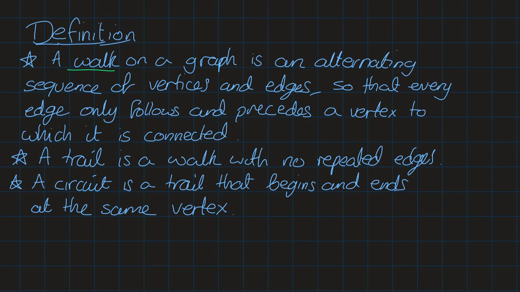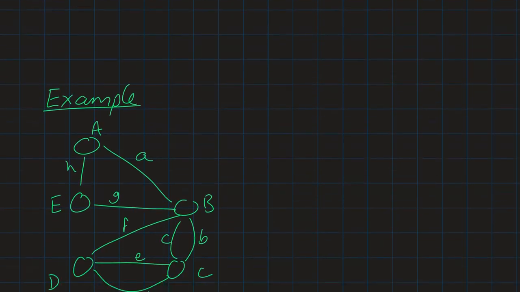A trail is a special type of walk. It's a walk with no repeated edges. And finally, a circuit is a trail that begins and ends at the same vertex. Another way of saying that is a circuit is a walk which begins and ends at the same vertex and it doesn't have any repeated edges. So these are the three definitions I want to talk about. Let's do an example.